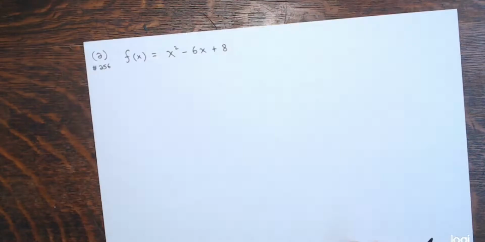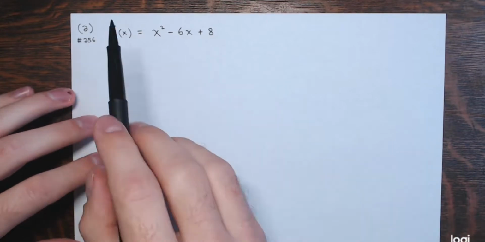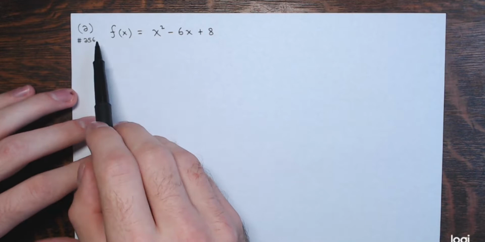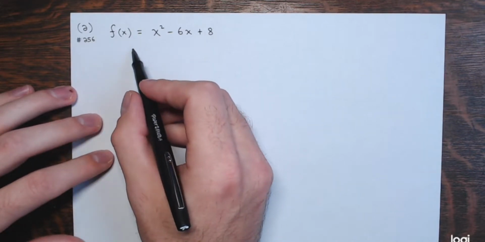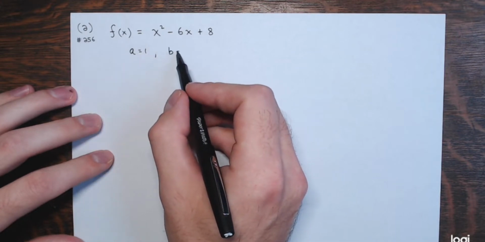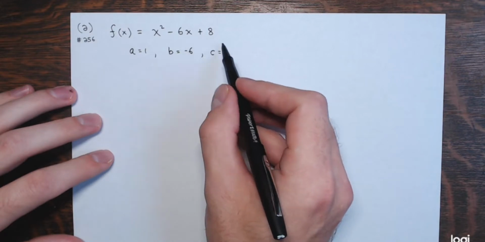All right, so next question. Again, we are asked to graph the following quadratic function, the following parabola. F of x equals x squared minus 6x plus 8. Again, the value of a would be positive 1. The value of b would be negative 6. Don't forget negatives. And the value of c would be positive 8.